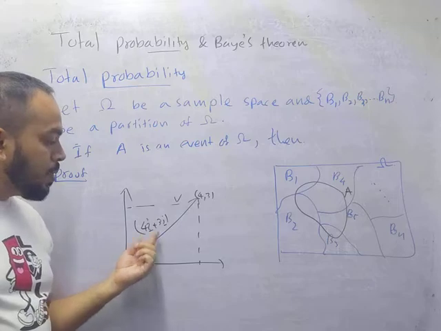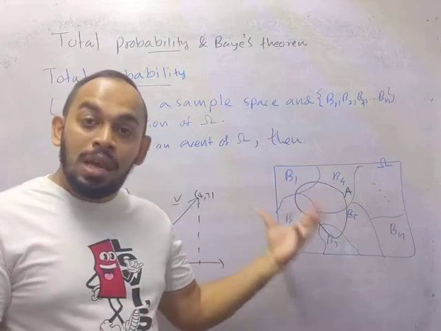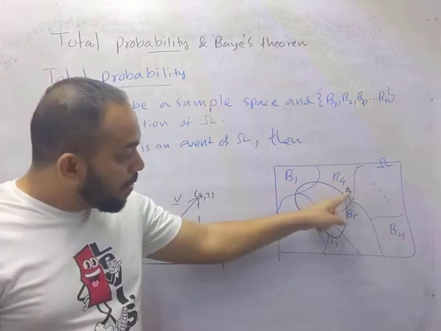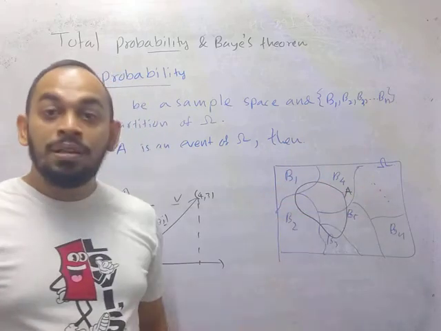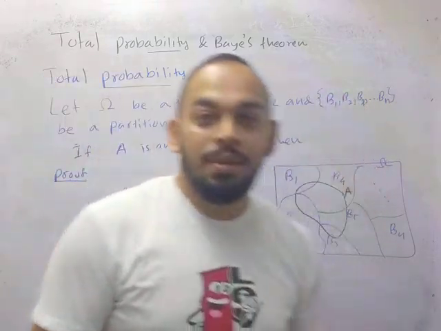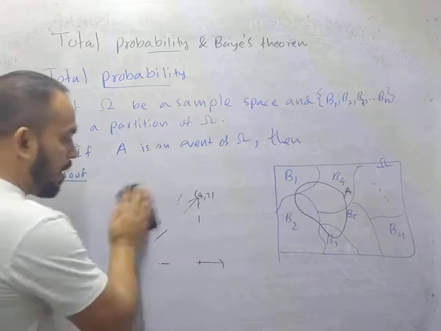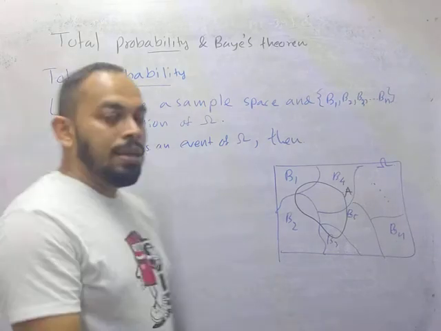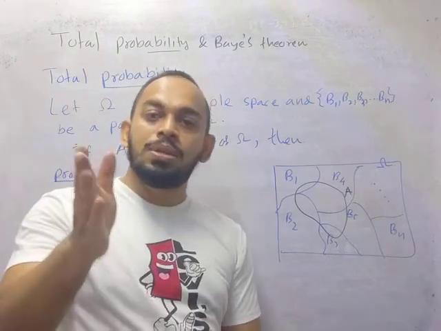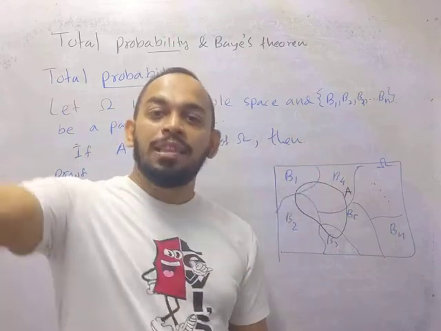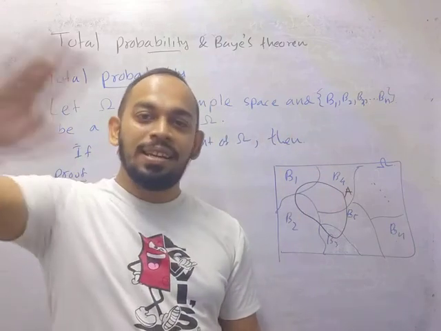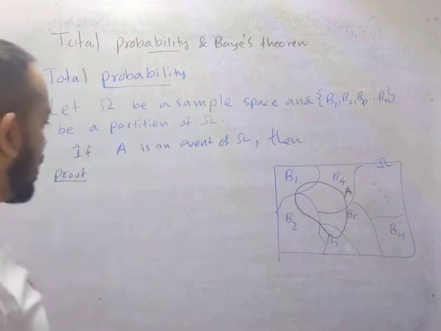Right? So now we are going to do the same thing with sets. We are going to represent A in terms of the partition. That is easy for us, because a partition is easy to deal with: its sets are mutually exclusive and exhaustive, so we can add the probabilities. There is no intersection between them.